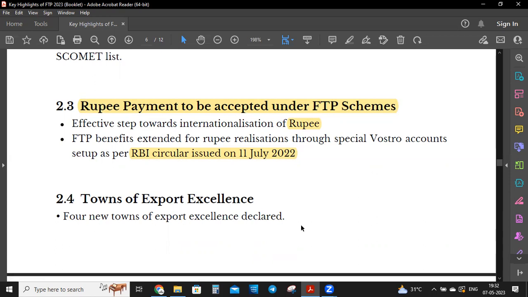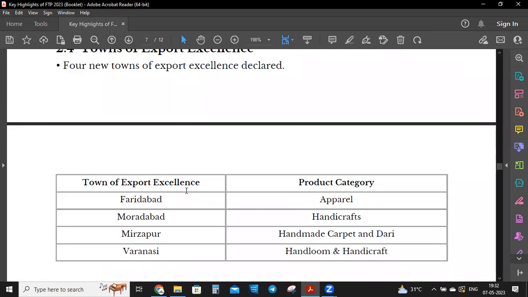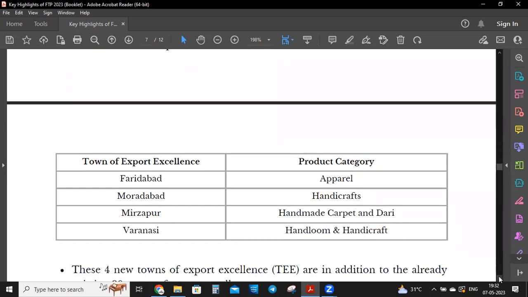So 4 new towns of export excellence declared, and here is the list. Town of export excellence, product category apparel. So friends, the excellent export town for apparel category is Faridabad. For handicraft that is Moradabad, and Mirzapur for handmade carpet and dari, and Varanasi is handloom and handicraft. So friends, this you also have to remember, the newly added 4 towns for export excellence. From here also a question can be framed by the examiner. Okay, Faridabad will be famous for apparel, Moradabad for handicraft, Mirzapur handmade carpet and dari, and Varanasi handloom and handicraft. So friends, this foreign trade policy is very important.